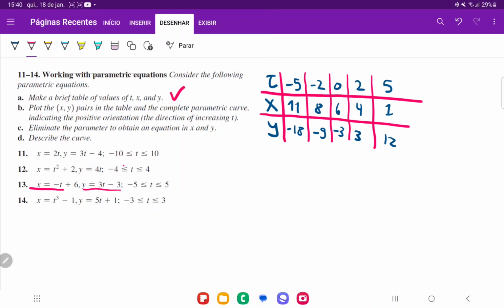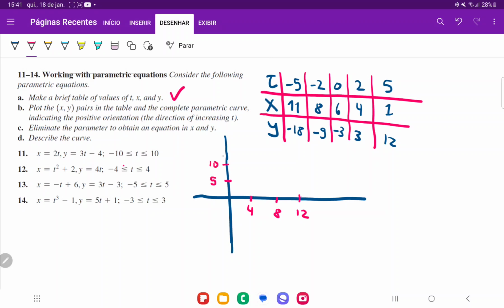So we can check that first item. For item B, they want us to plot the pairs in the table and complete the parametric curve, indicating the direction. So let's draw this graph here. I'm going to scale it a little bit differently. On the x-axis, I'm going to scale it with 4: 4, 8, 12. And on the y-axis, I'm going to scale it with 5: 5, 10, 15, and 20.